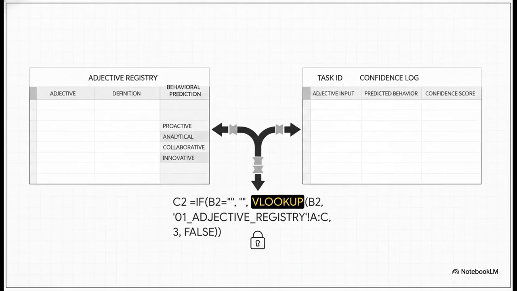Now, these registries aren't just high-level conceptual theories. They are literally bound together by strict spreadsheet lookup formulas. A simple VLOOKUP ensures that the confidence log stays perfectly synchronized with the adjective registry's validity checks. By pulling data directly across the sheets, the system guarantees zero breakage. The language is structurally, permanently locked down.